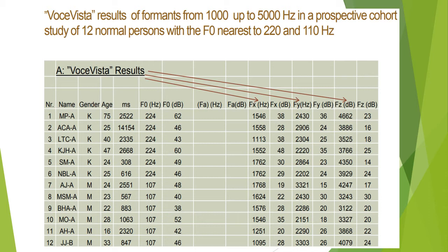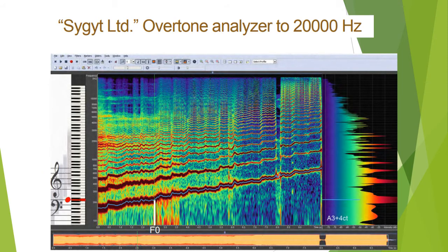The first three formants over 1000 Hz were evaluated visually with associated decibel. It provided no quantitative data other than the graph. We made measurements up to 20,000 Hz.